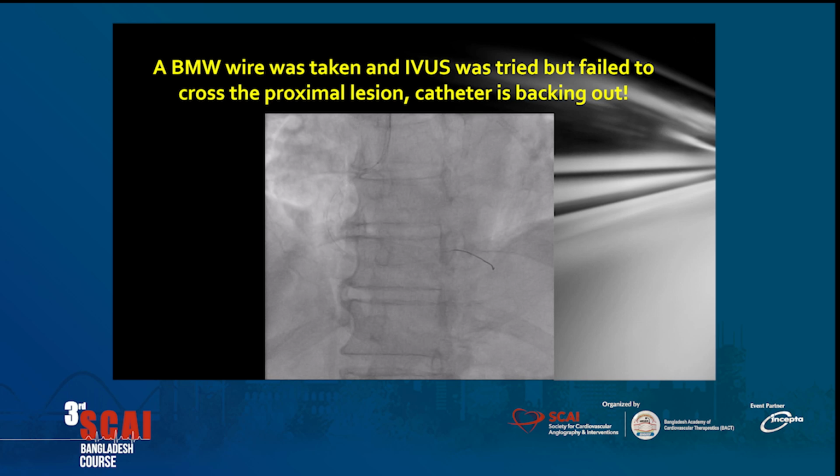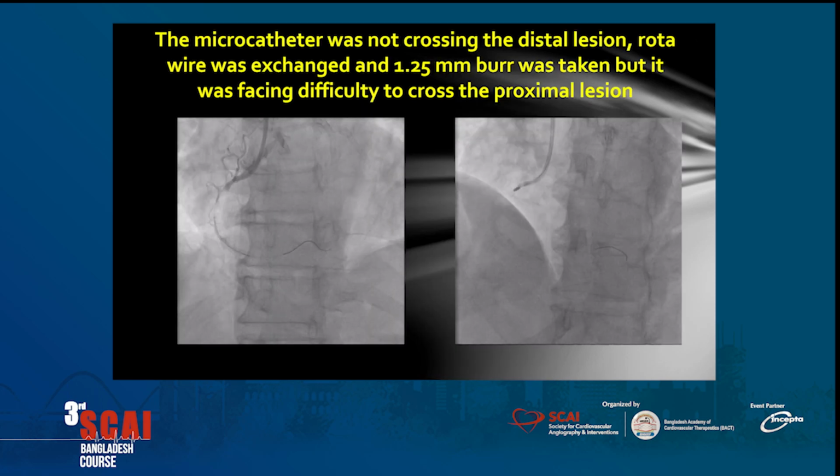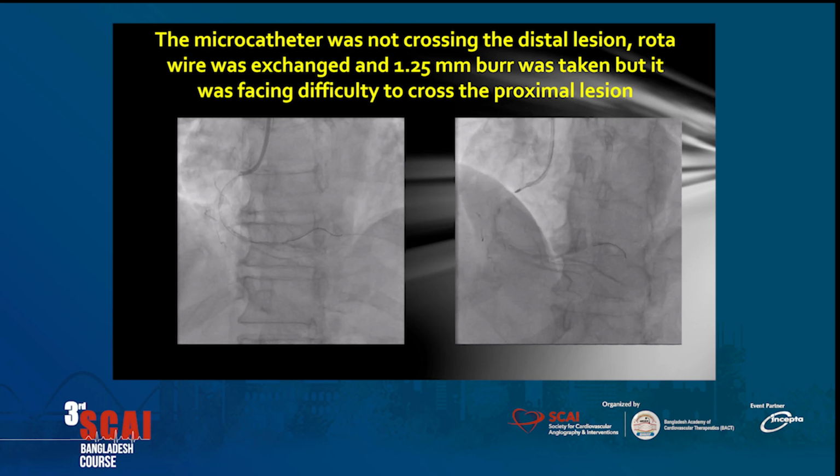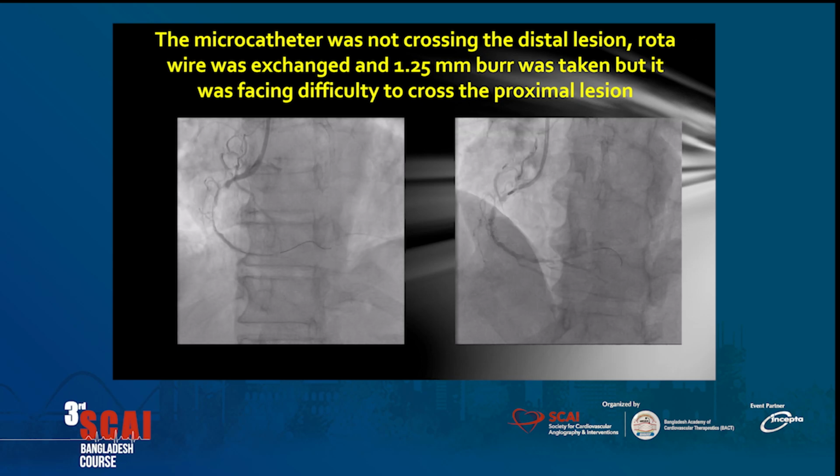While I was pushing the IVUS, the catheter was backing out, so it is not passing through the lesion. If IVUS does not pass, the threshold for rotablation will be low. So again, the microcatheter was not crossing the distal lesion.